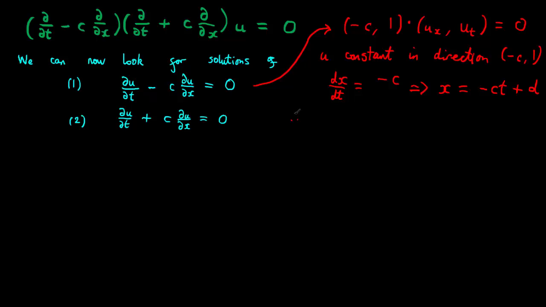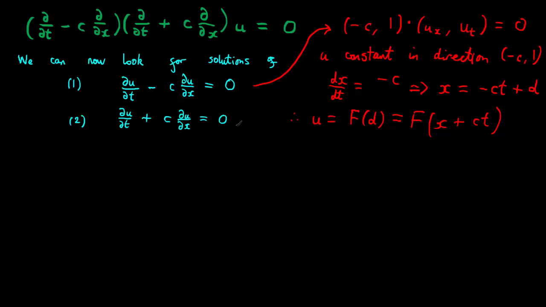And by the usual reasoning of the method of characteristics, we deduce that u must be a function, let's call it capital F, of d, in other words of the arbitrary constant. And then we can write d in terms of x and ct from our equations for the characteristic curves. So d is in fact just x plus ct. Okay, so that's the solution to problem 1.